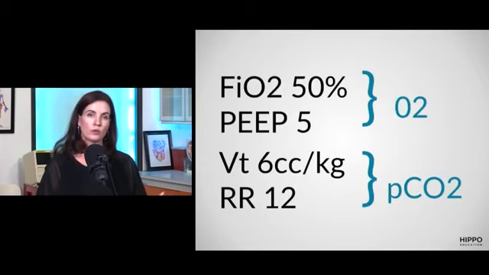Is there anything you need to adjust with flow or their FiO2 to normalize their vital signs? And then you're looking at their blood gas. For hypoxia, you're titrating FiO2 and PEEP. And for hypercarbia, you're titrating tidal volumes and respiratory rate.